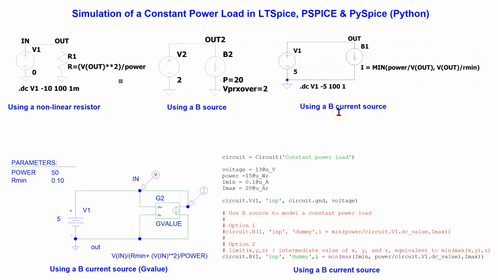In this video, we have looked at 3 different methods to model a constant power load in LTSpice. The method of using a behavioral current source is portable to other simulators such as PSPICE and PySpice. In the near future, I hope to upload a video examining B sources in PySpice in more detail.